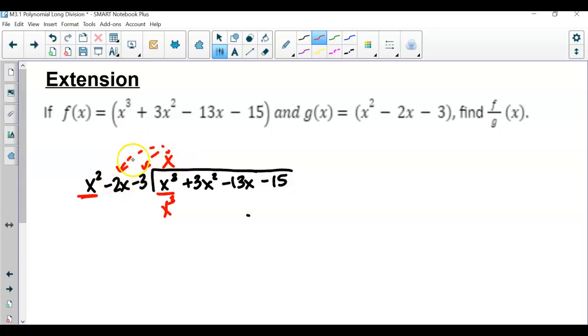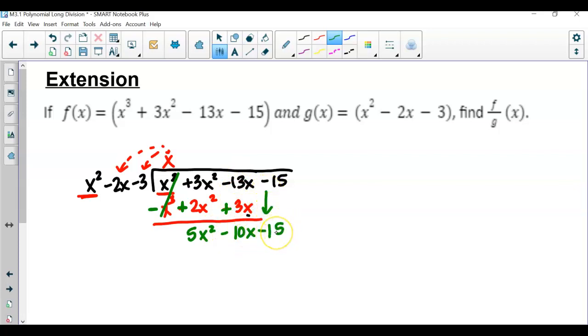Then multiply, but to both of the terms. So x times negative 2x, negative 2x squared from x times x, as well as negative 3 times x, negative 3x. So now make sure you change the signs, but of every term here. So that becomes negative, positive, and a positive. So that cancels out. But now 3 plus 2 is 5x squared, and negative 13 plus 3 is negative 10x. Then bring down negative 15.